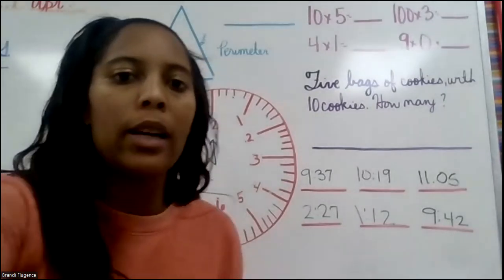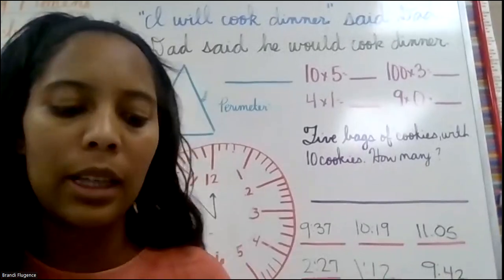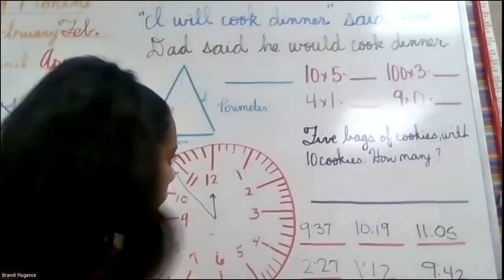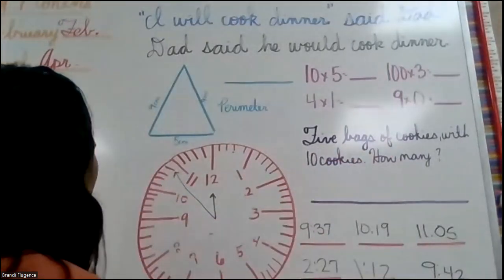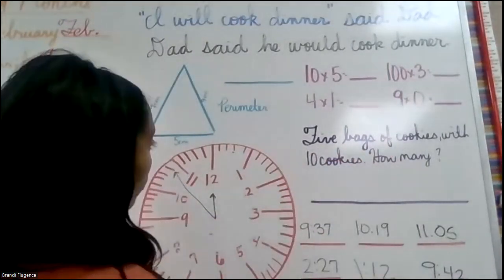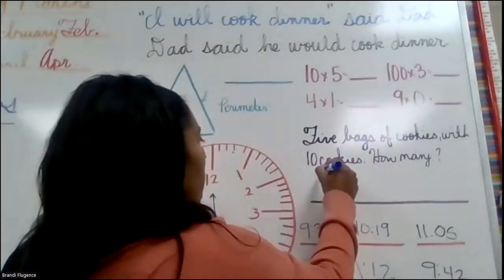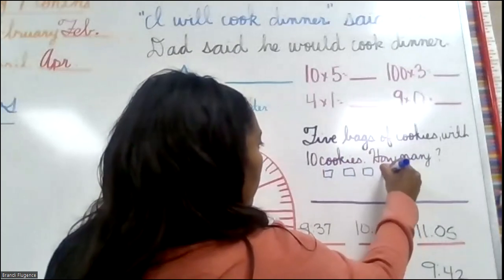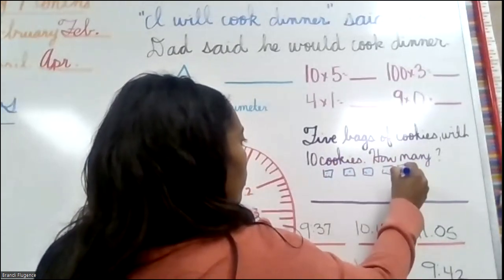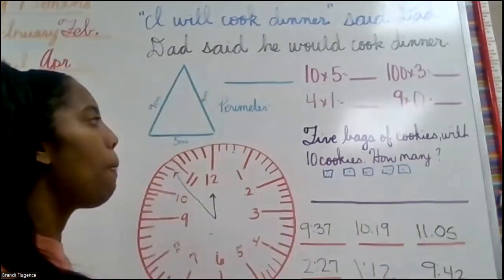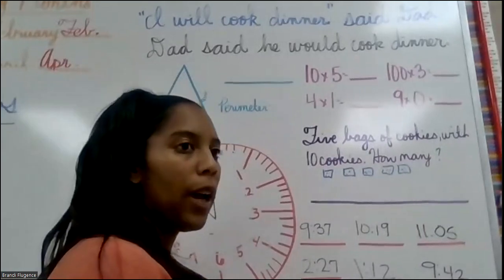Okay. All right. So just a couple of things on the board I want to go over before we move on to our language lesson today. Okay. So we have 5 bags of cookies with 10 cookies inside. I want to figure out how many cookies I have total. This obviously is a multiplication fact. So we have 5 bags of cookies, and in each bag we have 10 cookies. So 5 bags of cookies with 10 cookies inside of each one. What will be the multiplication fact?